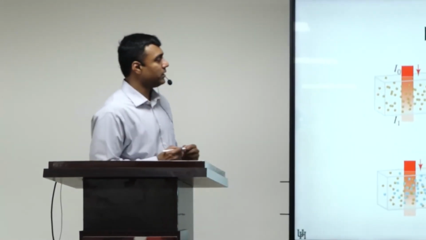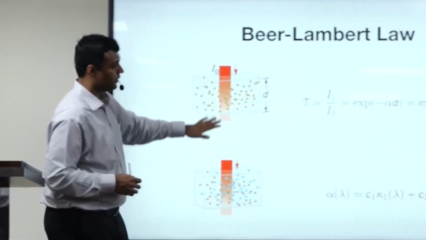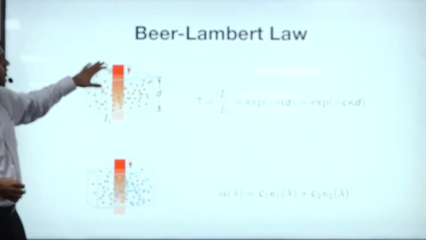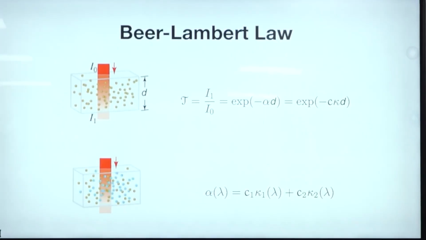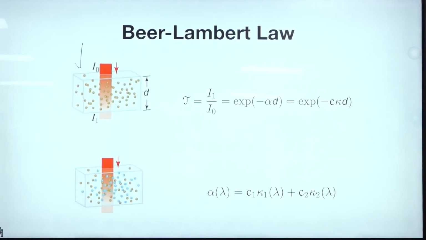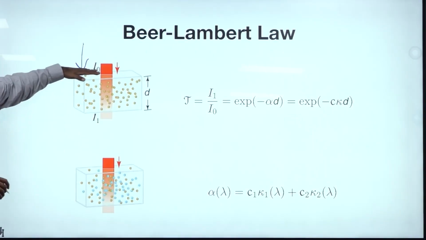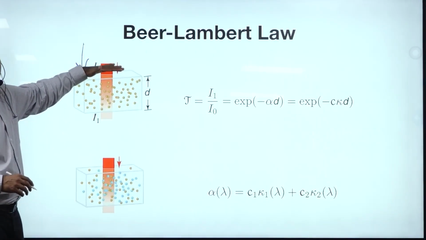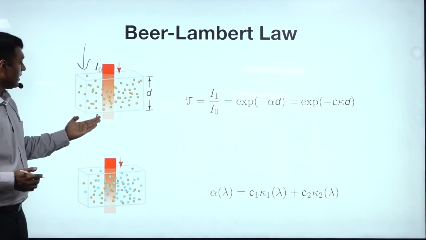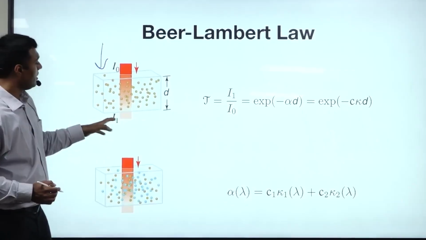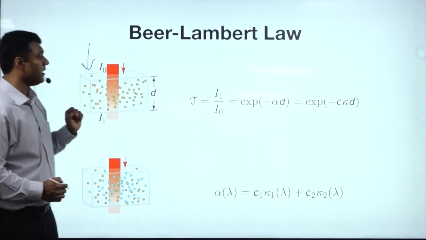Yeah. So the way you quantify this kind of absorption is using what's called the Beer-Lambert law. What this says is, let's say you have light incident with intensity I0 at the top of the sample which absorbs. It goes through the sample, and at the other end the light coming out is I1. So take the ratio of I1 divided by I0.